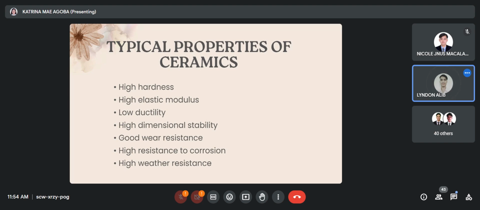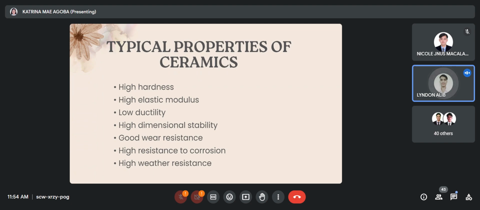So, pangatlo, nagtataglay ito ng low ductility. 'Di ba meron tayong tatlong chemical bonding, yung ionic, covalent, and metallic bonding. Sa ceramic bonding, based sa definition niya, ang dalawang common chemical bonds para sa ceramic materials ay ionic and covalent. Yung bonding of atoms kasi sa dalawang yun ay stronger than metallic. Kaya masasabi natin na ang ceramics ay brittle at hindi siya ductile. Kaya ang ceramics ay nagtataglay ng low ductility.